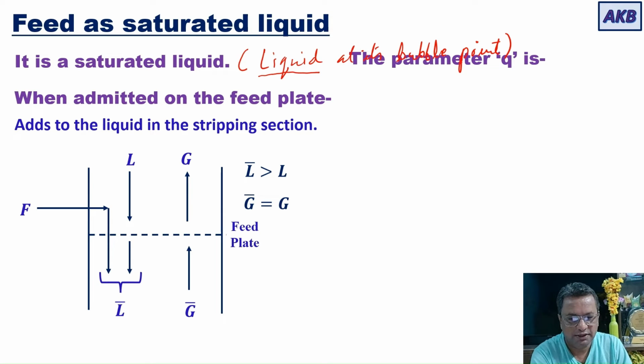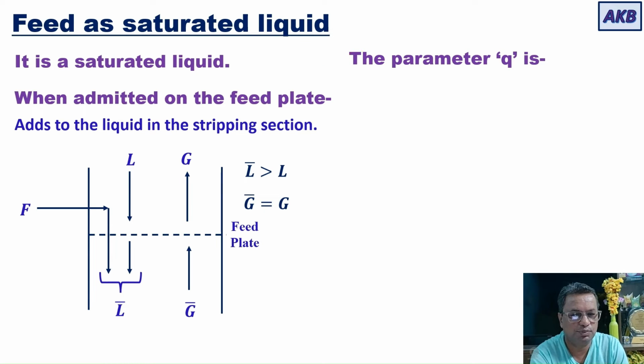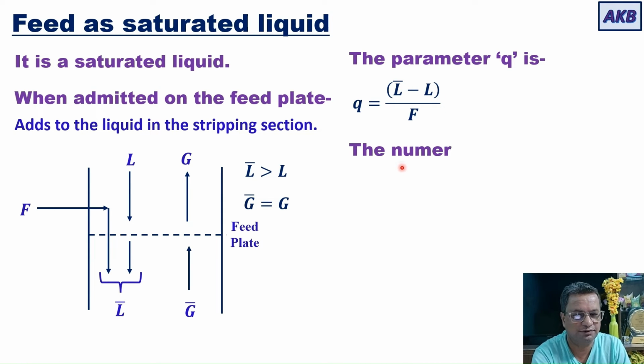Okay. Now let us know what will be the value for the parameter Q. So again, we are going to use the defining equation. What is that? Q is equal to L bar minus L divided by F. Now the numerator in this case is, since L bar is greater than L, or you can just look at the schematic diagram, L bar minus L.